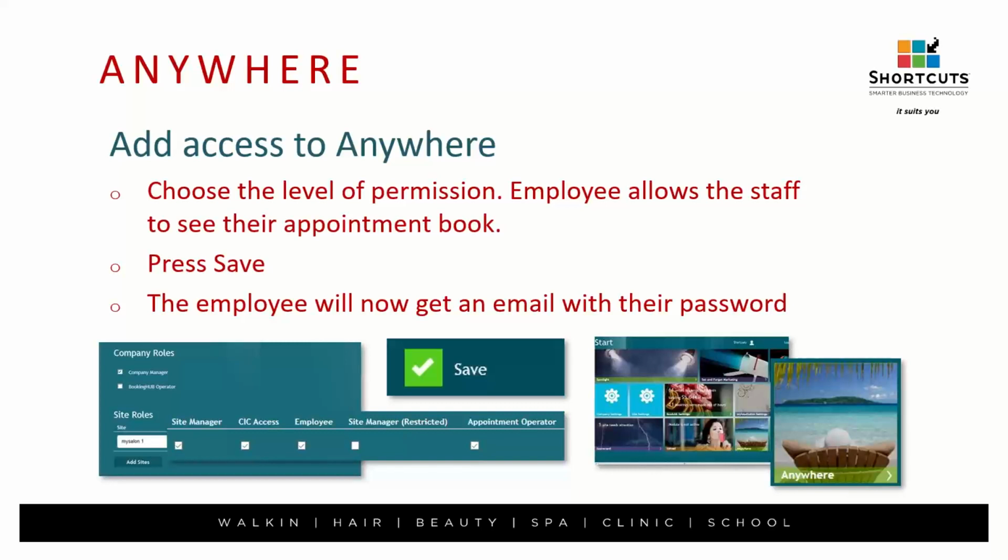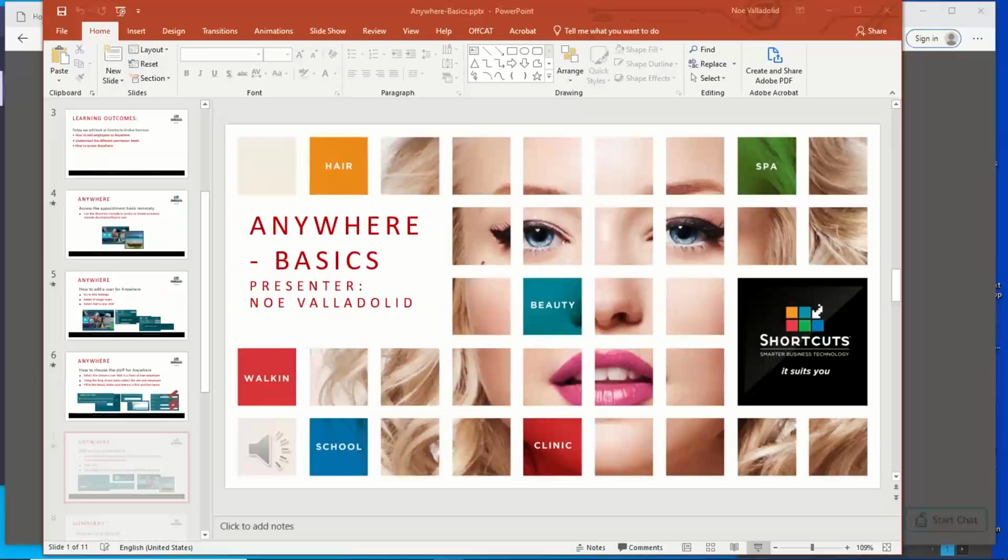Once you press the Save button on the top right corner, the staff member is actually going to get an email, and it'll say, welcome to the console. This is your username. This is your password. It'll be a random password. And then once they log in, they can look at their appointment book. So let's jump back and let's do this in real time.